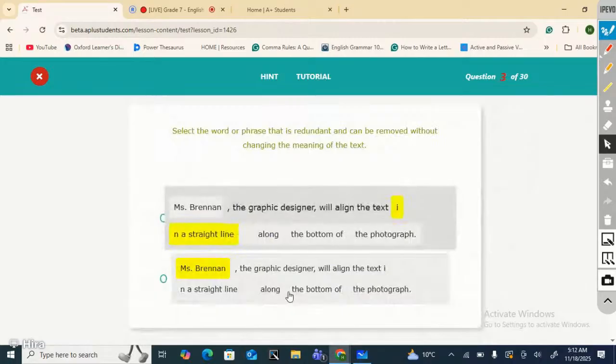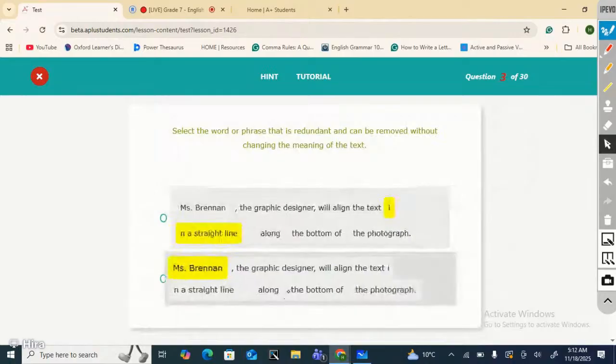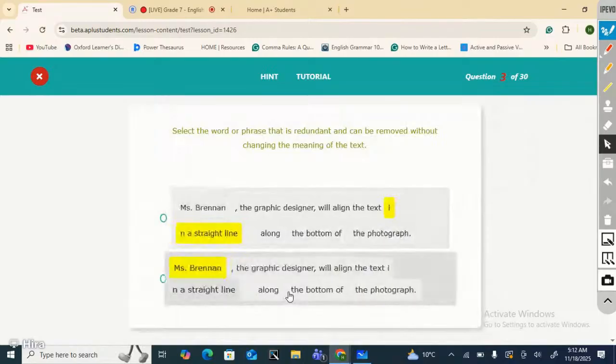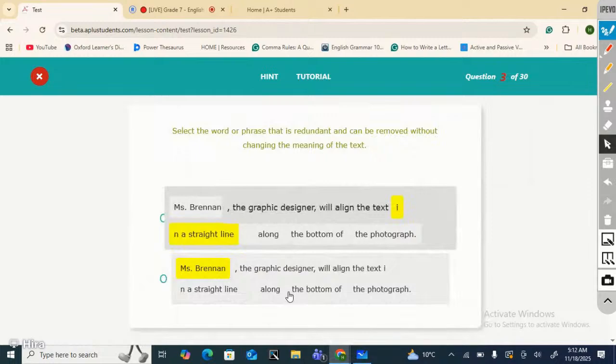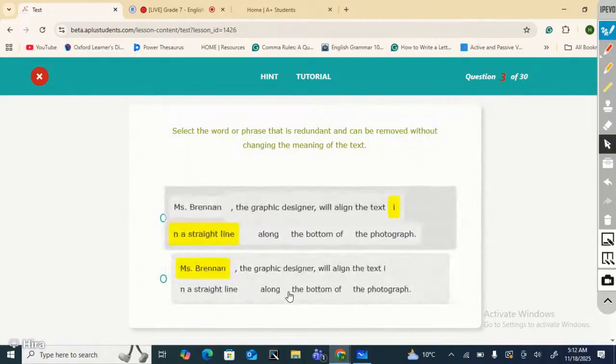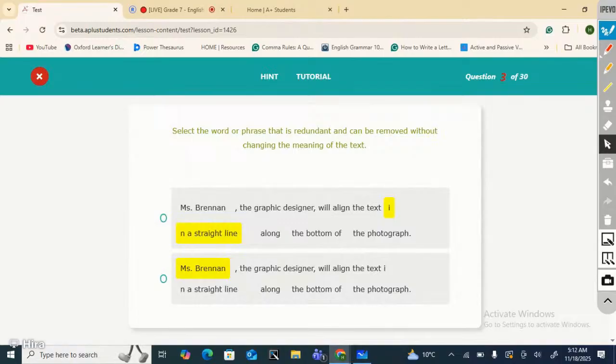Miss Brennan, the graphic designer, will align the text in a straight line along the bottom of the photograph. Option 1, option 2. In option 1, the phrase in a straight line is selected. In option 2, the name Miss Brennan is selected. Which one should we select that is redundant? Now I'll leave it up to you. You have to decide.